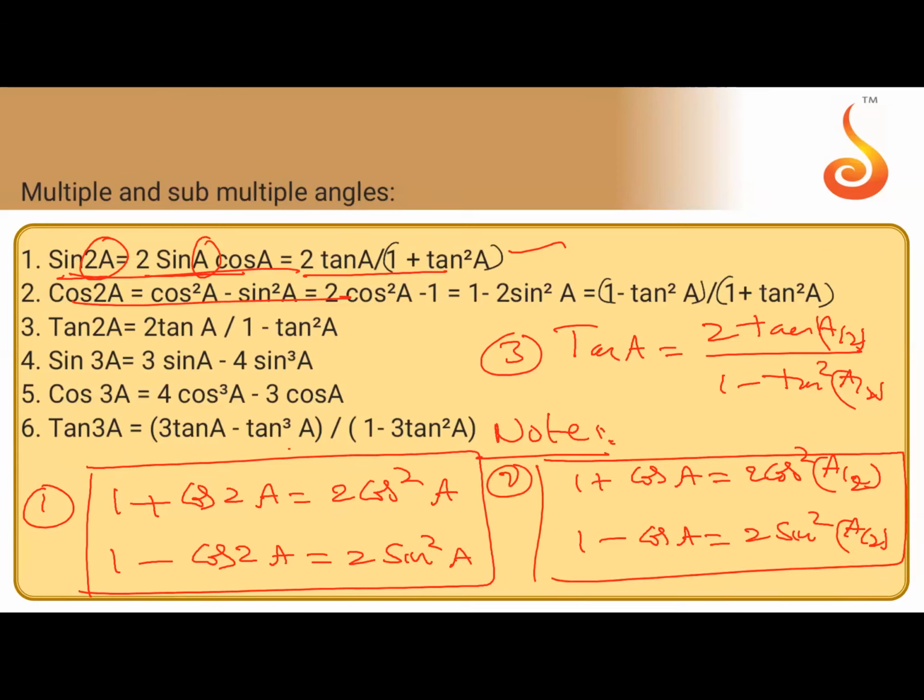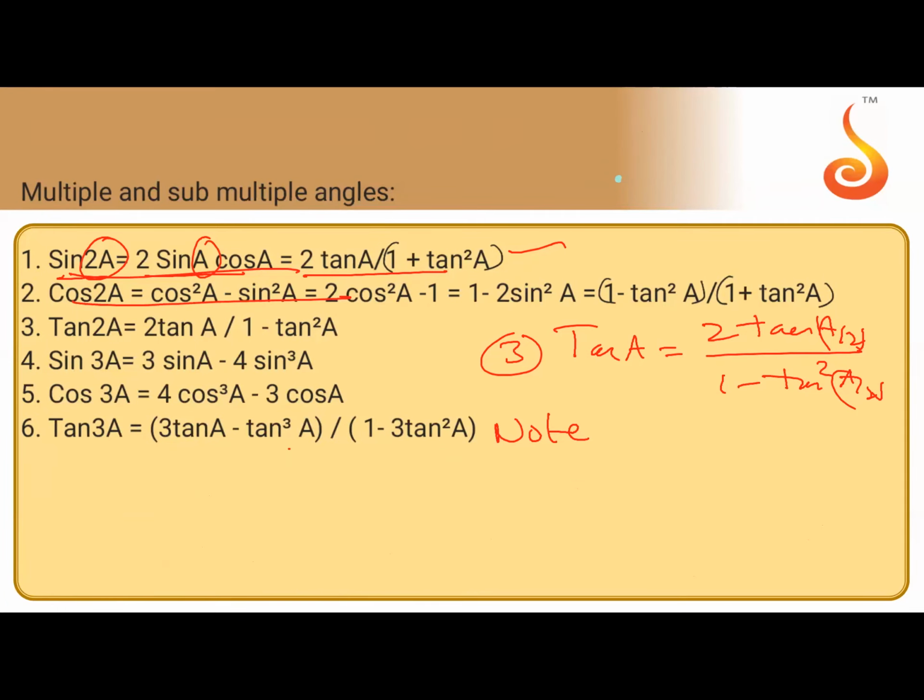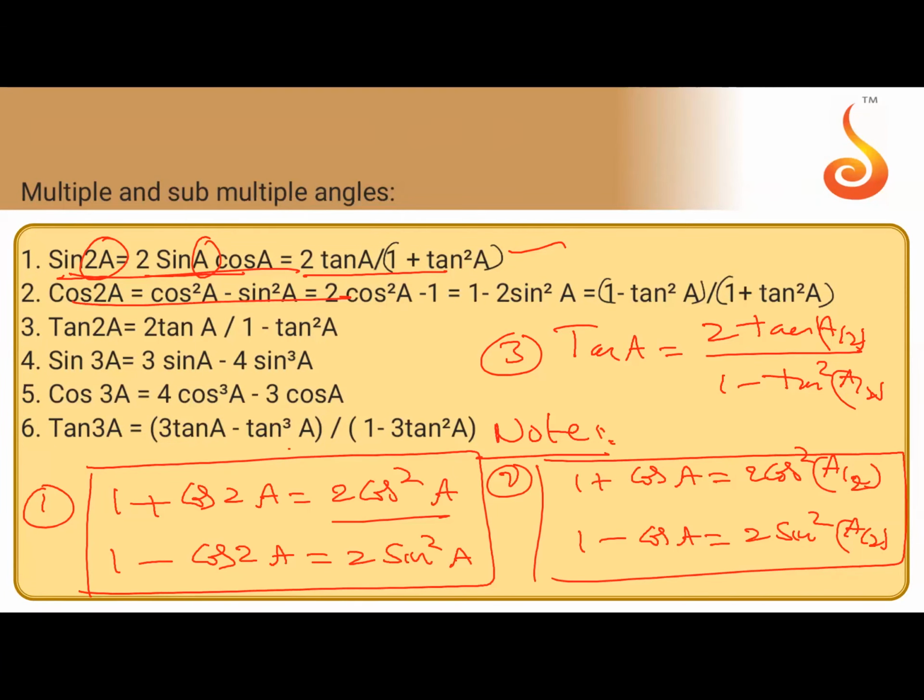This is note 2. These are very useful formulas: 1 plus cos a, 1 minus cos a, 1 plus cos a, and 1 minus cos a. Even in integration, if they're asking the integral of 1 by 1 plus cos 2a, that is 1 by 2 cos square a. So 1 by cos square is secant square, and the integral of secant square is tan a. That means these are very, very important formulas for integration: 1 plus cos 2a, 1 minus cos 2a, 1 plus cos a, 1 minus cos a.